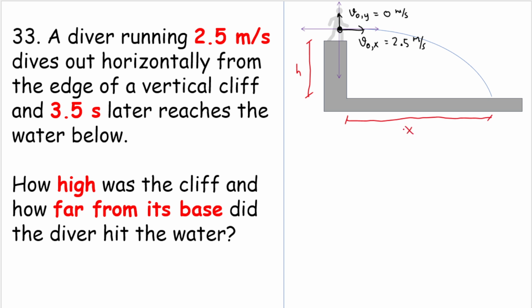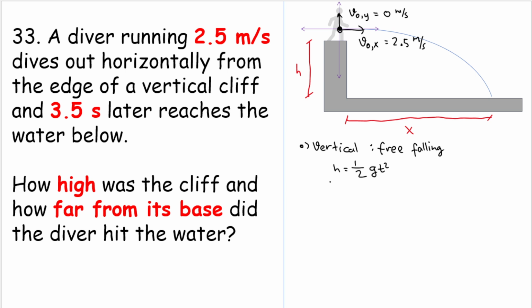Okay, now let's analyze the vertical direction. Because we don't have any vertical velocity, basically in the vertical direction, he is free falling, right? So let's do the vertical direction first. He is free falling. And for free falling, we can just use this formula, right? So I will have h equal to 1/2 g t squared.